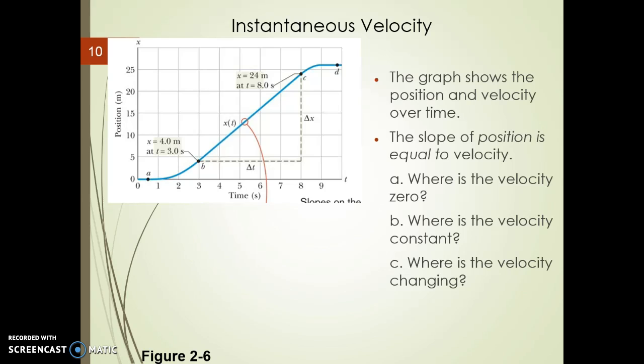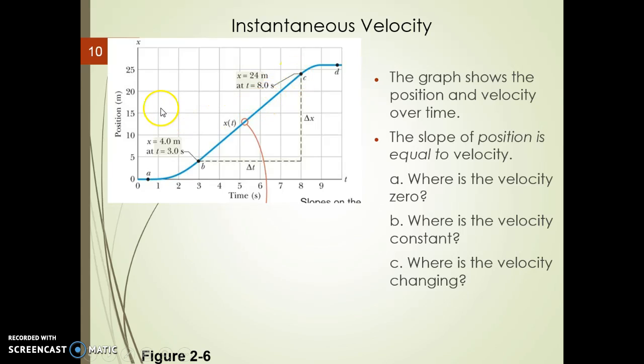Okay, so let's see what you got. The velocity is 0 when the slope is equal to 0, when we have a flat horizontal line. So that means both at point A and up here at point D, we will have a velocity equal to 0. Where's the velocity constant? Well, that's where the slope is constant. So we have a constant slope all the way from point B to point C. In this section, we have a constant slope, so therefore we have a constant velocity.